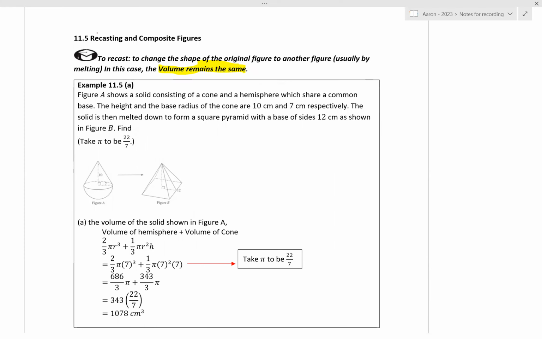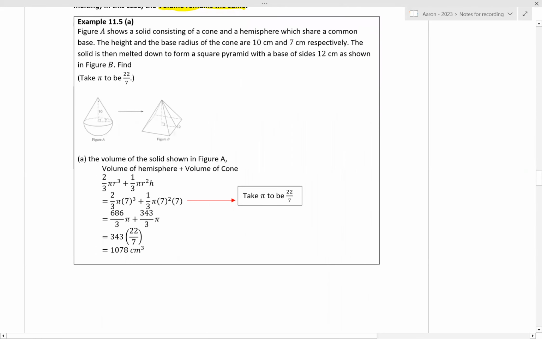In an example, you have figure A, which is a solid consisting of a cone and a hemisphere. The solid is melted down to form a square pyramid. So essentially, both figures, based on what I just taught you, have the same volume. You are asked to find the volume of figure A for part A.